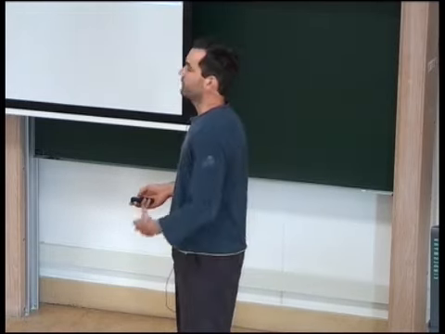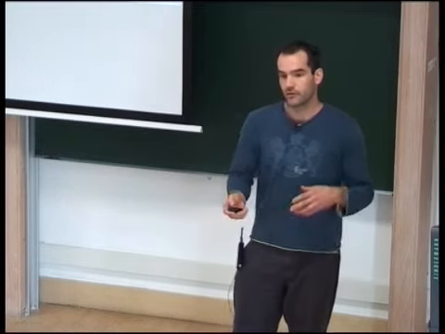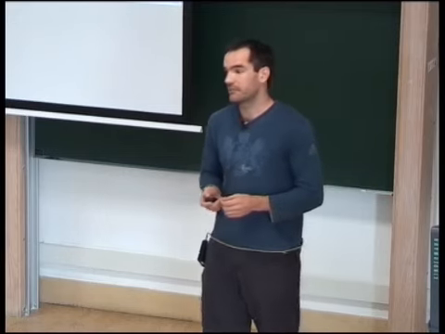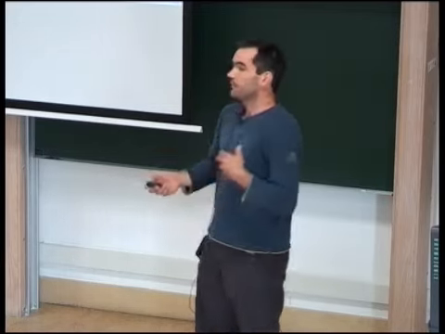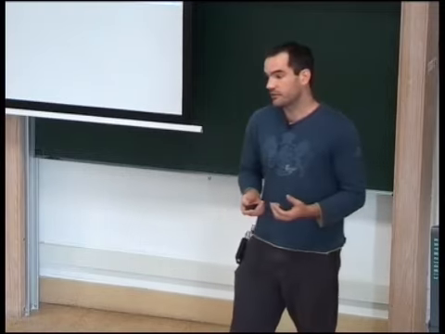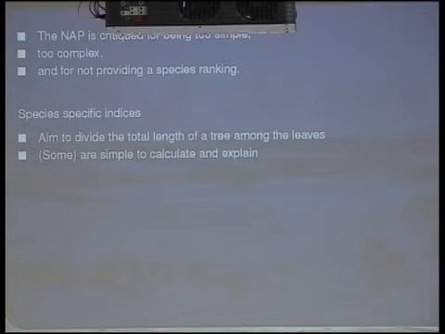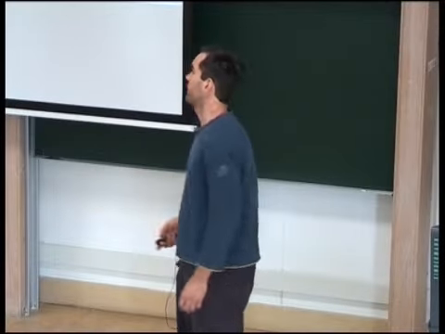Now these aim to divide the total length of the tree, or part of the total length of the tree, so that's the total PD of the tree, amongst the species in some way. Many of these indices are simple to calculate and explain to people, which is what conservation managers want. So the question is, if we simplify the problem back down to just using some simple indices, how do we fare? Are we actually doing what we want to do, or are we getting worse solutions than by random, say?